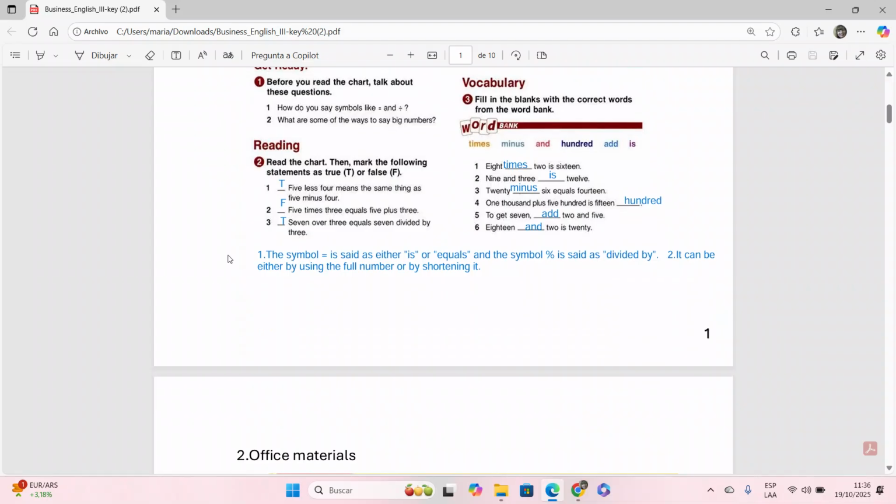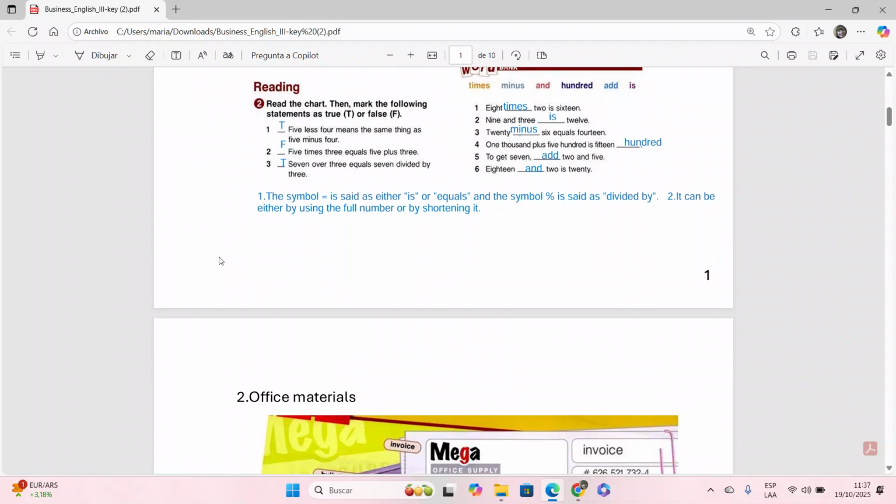3. Vocabulary. 1. 8 times 2 is 16. 2. 9 and 3 is 12. 3. 20 minus 6 equals 14. 4. 1000 plus 500 is 1500. 5. To get 7, add 2 and 5. 6. 18 and 2 is 20.